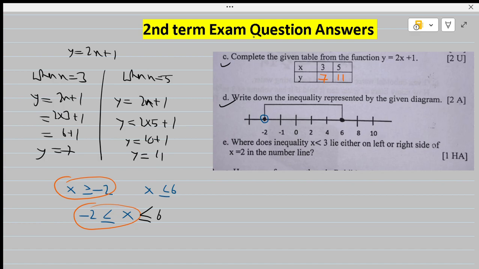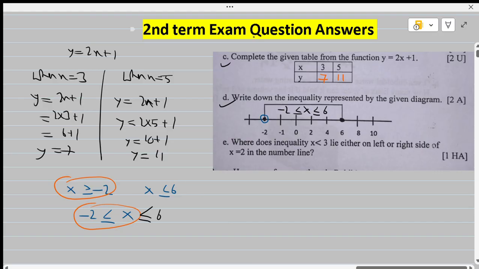What is happening over here? Alright, so this interval is x greater than or equal to -2 and lesser than or equal to 6. So that is part D.